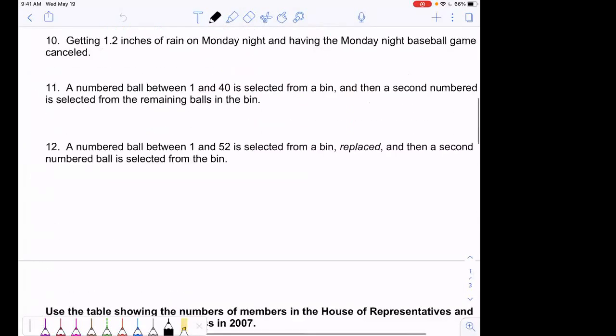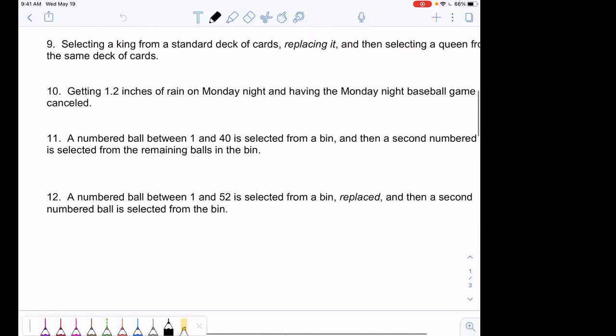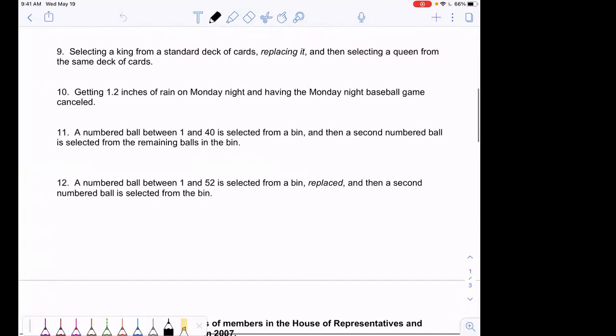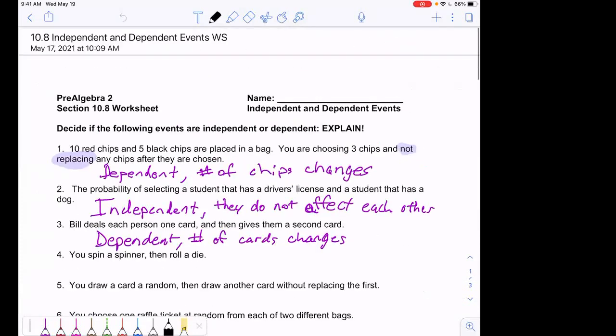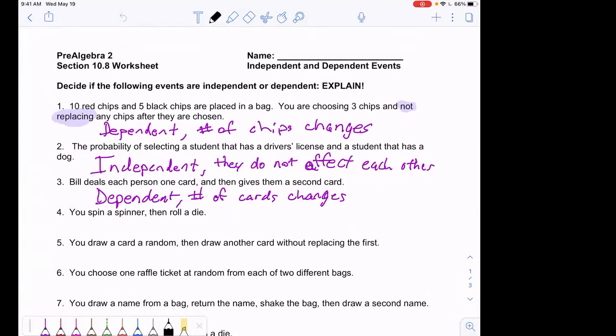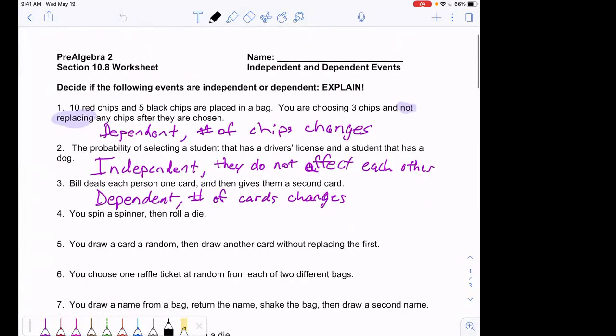So to refresh from Monday, the first group of problems, 1 through 12, you were asked to determine if the events were independent or dependent. Independent means the first event doesn't affect, doesn't influence anything that's going on in the second event. Dependent means whatever you do the first time, the first event is going to change, impact the second event.